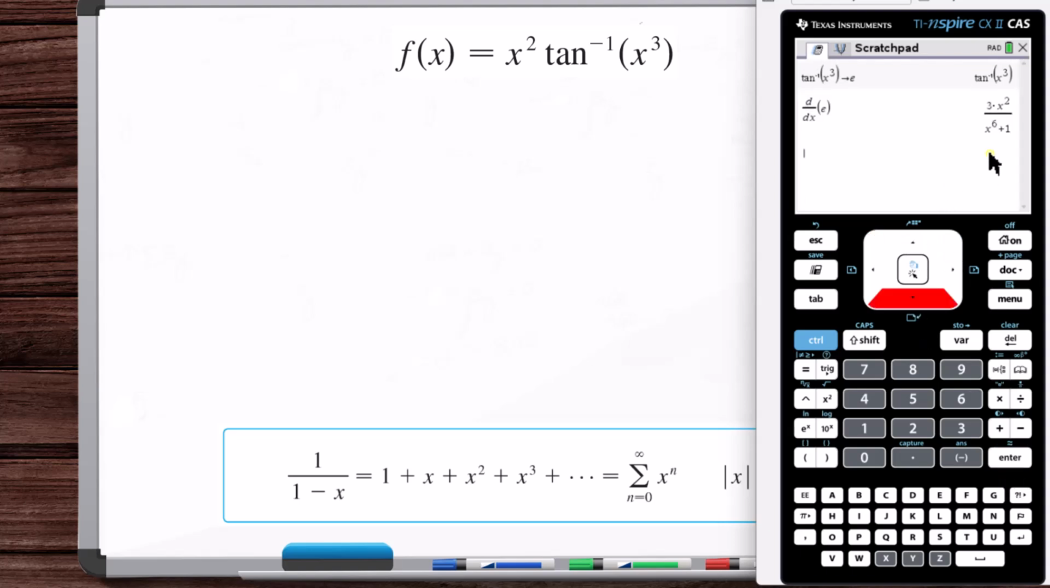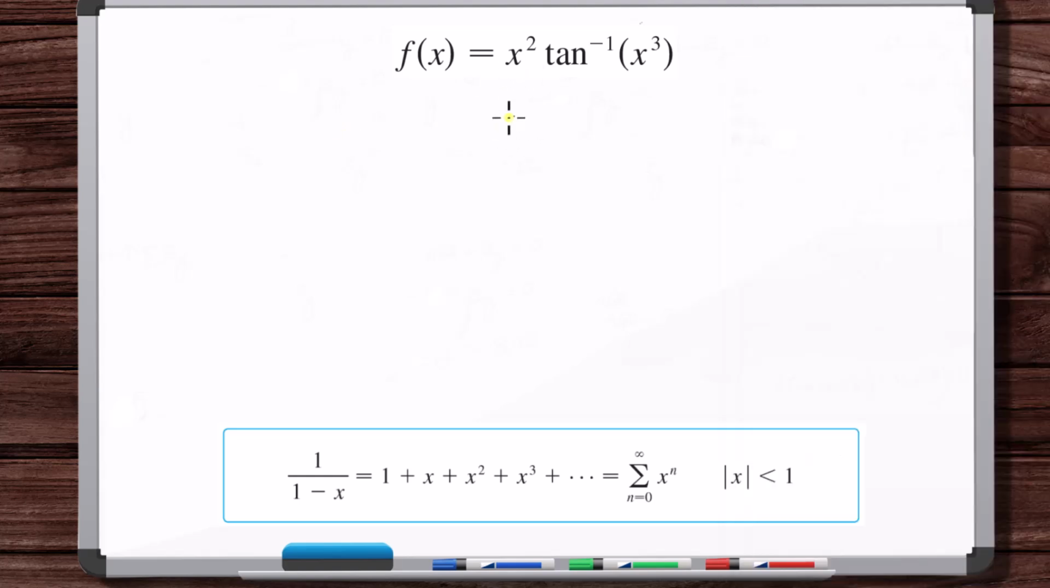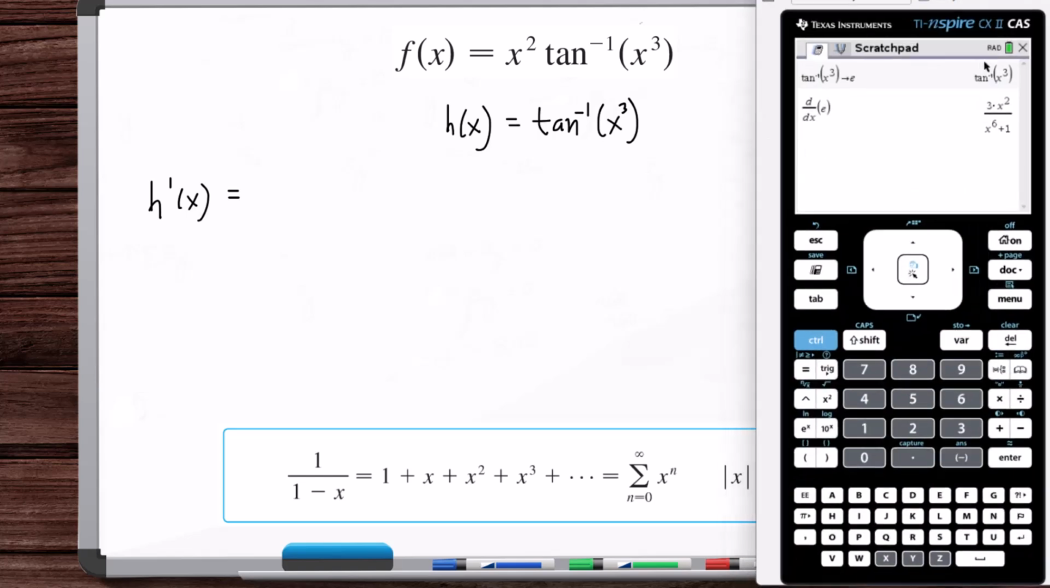Okay. So we should be able to work with this. We're going to think about a separate function, h of x, that's equal to the arctangent of x cubed, and therefore h prime of x is equal to 3x squared over x to the 6 plus 1.